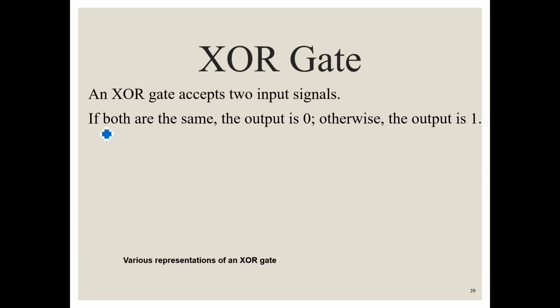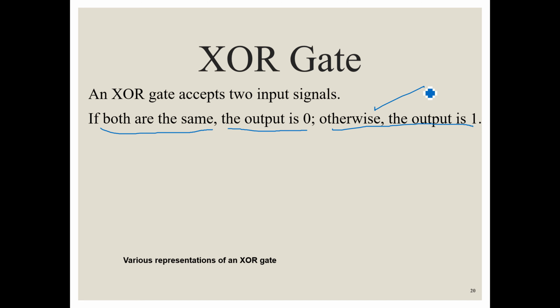If both the input signals are the same, the output is going to be 0. Meaning, if A equal to 0 and B equal to 0, your output is going to be 0. Or else if A equal to 1 and B equal to 1, your output is going to be 0. Whenever the inputs are the same, the output is going to be 0, otherwise when both inputs are not the same, the output is going to be 1. So this is the functionality of an XOR gate. If both the inputs are the same, the output is going to be 0, or else the output is going to be 1.